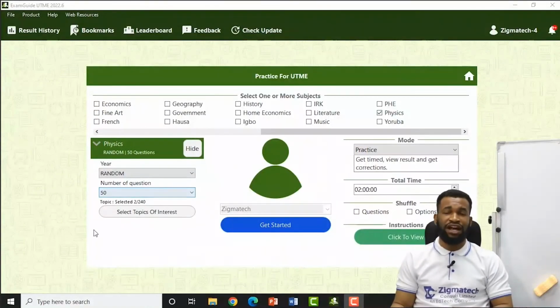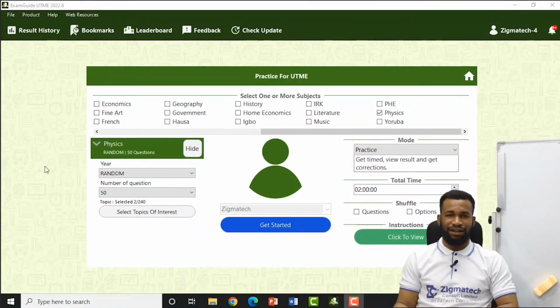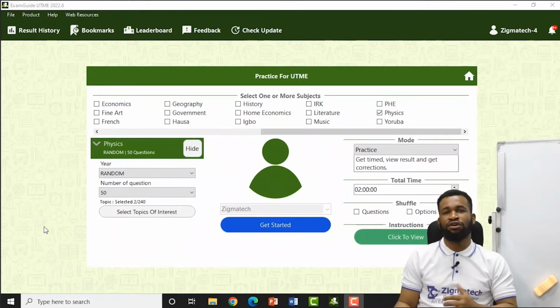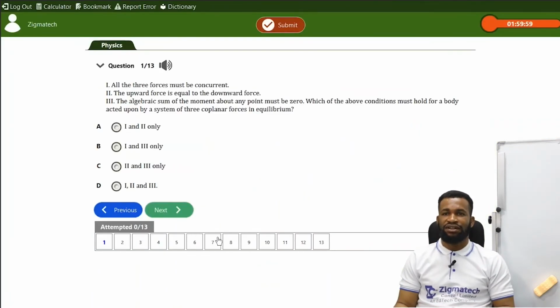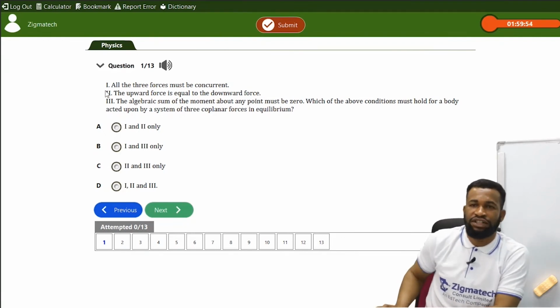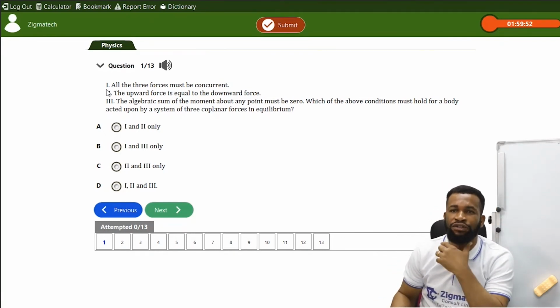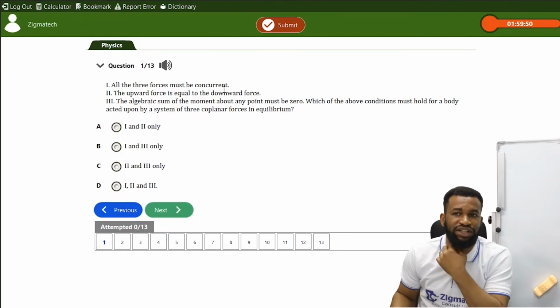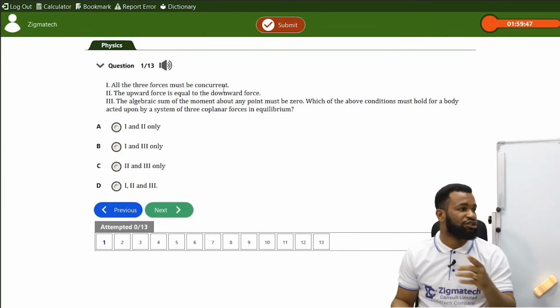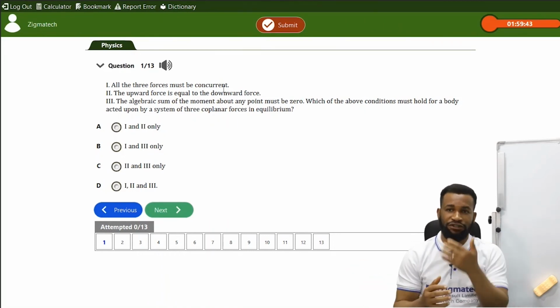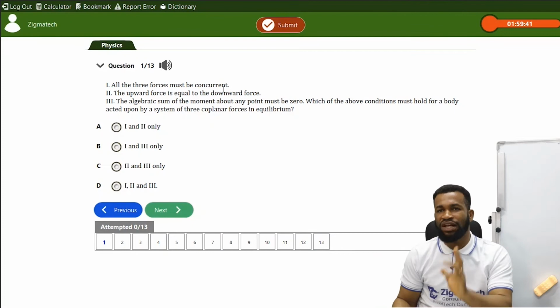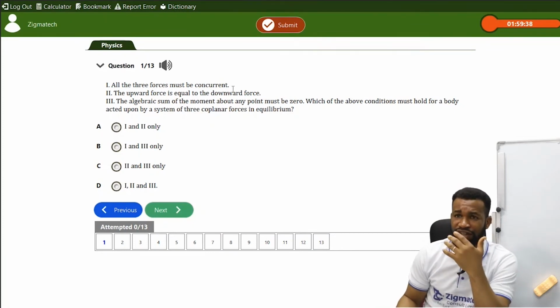Okay, we are now in UTME Examguide app. Let's look at a few questions for our non-parallel coplanar forces. Okay, now this question, let's look at the first one. It says all the three forces must be concurrent. You know what concurrent means? Concurrent means that all the forces, their line of action must meet at a point. That is what we mean by concurrent forces.